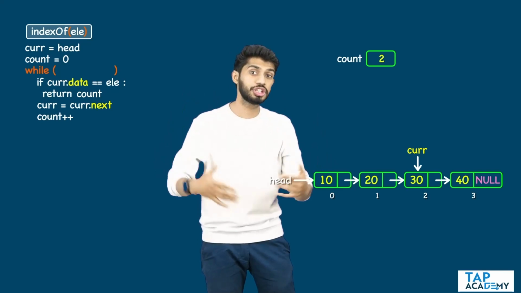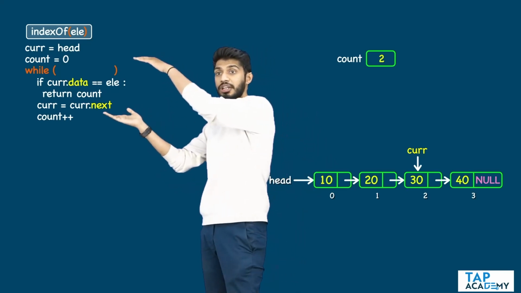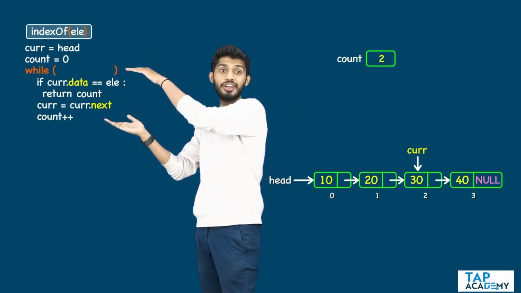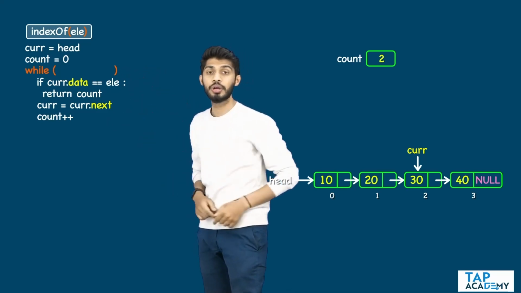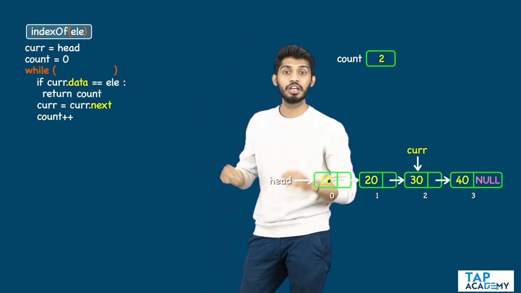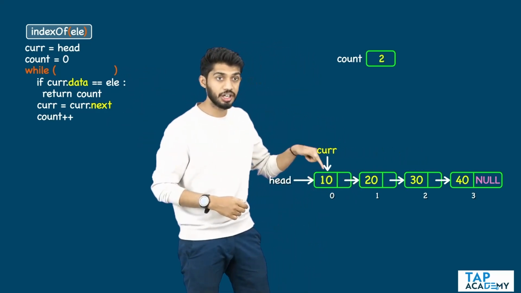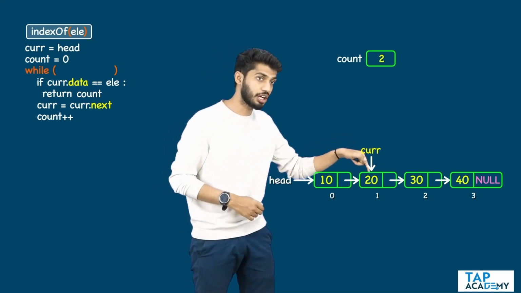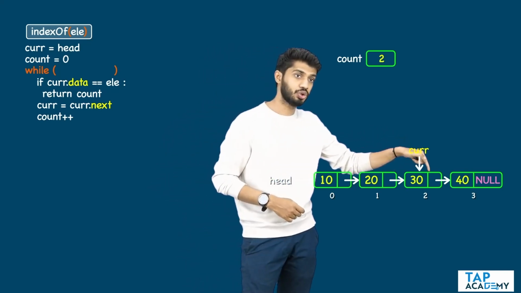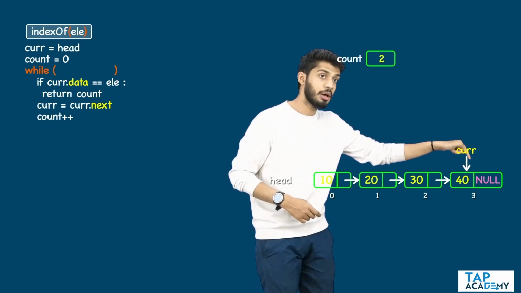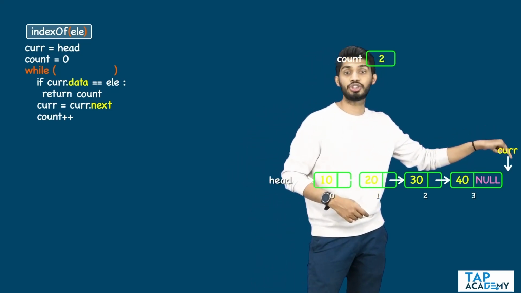So now the question is, when should I repeat this particular operation? Because I have written this much code inside the while loop. Now how many times should I repeat this? Very simple. When current is here, I should do this. When current is here, I should do it. When current is here, I should do it. But when current goes out of the linked list, I should not do it.